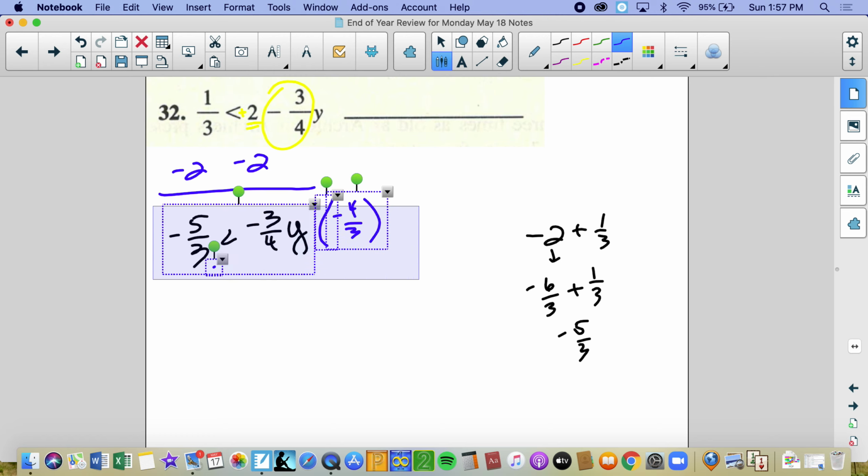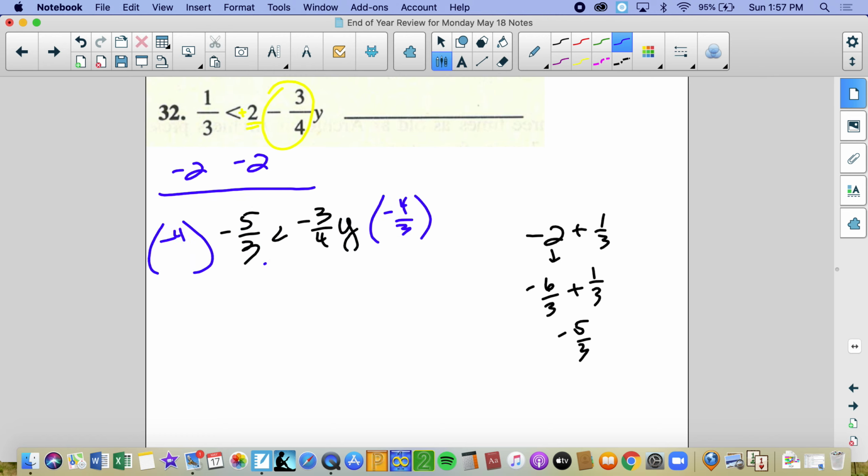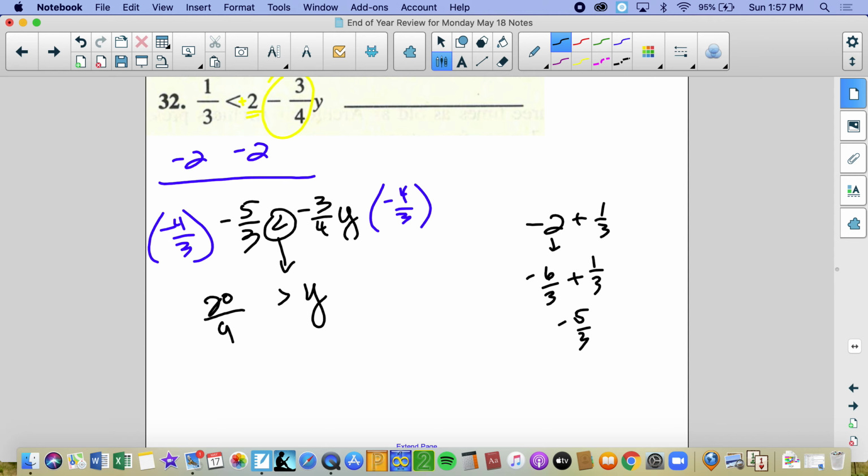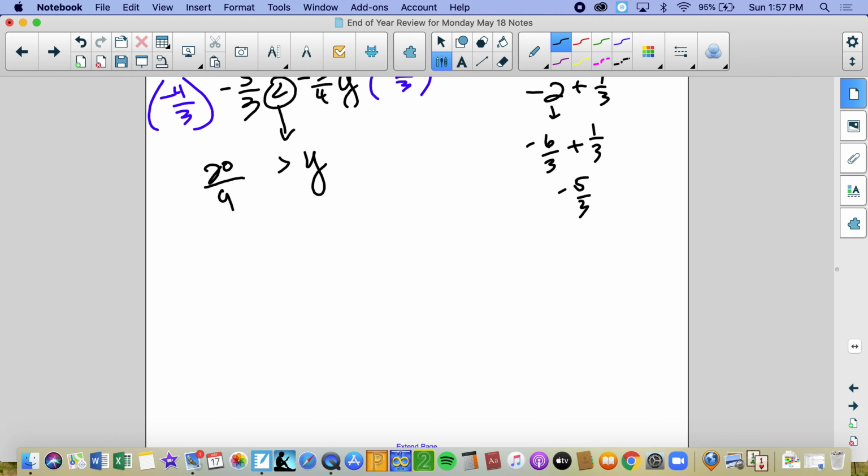So we're going to multiply both sides by -4/3. Remember, whenever we multiply or divide both sides by a negative, we have to flip the inequality sign. So that now becomes greater than. That is y. Negative times a negative is positive. Nothing cancels. That's going to be 20/9. So I can have that as my solution, or I always like having the variable first. So we're going to have y as less than 20/9 is my solution. I think that's the best one. Since it's eating the 20/9, when we rewrite it with the variable, it's still eating 20/9.